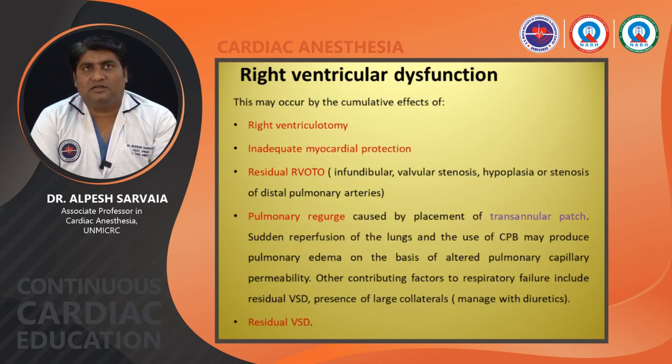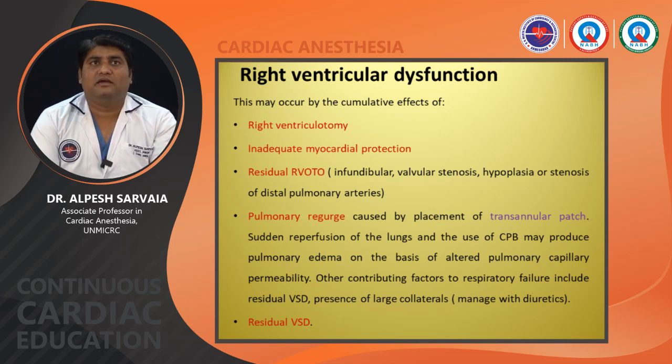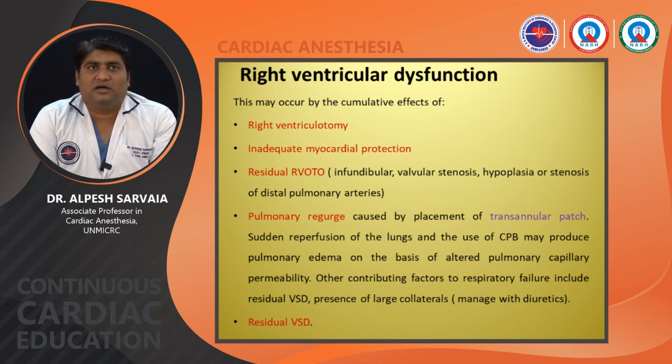Right ventricular dysfunction may occur due to the cumulative effect of right ventriculotomy, inadequate myocardial protection during the CPB, and residual RVOT obstruction. RVOT obstruction can be at the level of the infundibulum, valvular stenosis, or hypoplasia or stenosis of the distal pulmonary arteries. Pulmonary regurgitation is also a cause of right ventricular dysfunction. It is mainly in the case of a transannular patch.